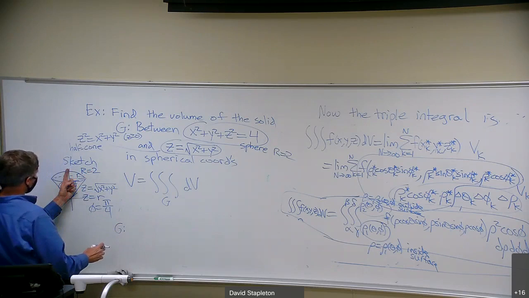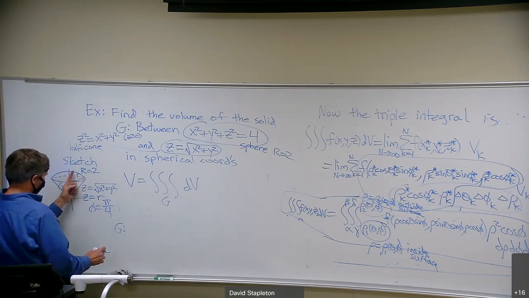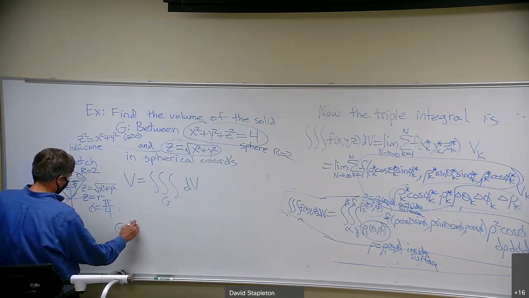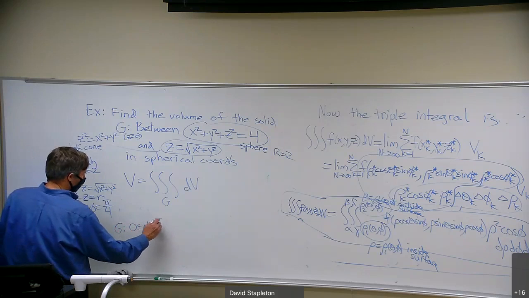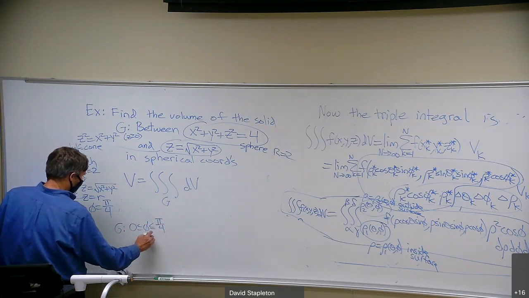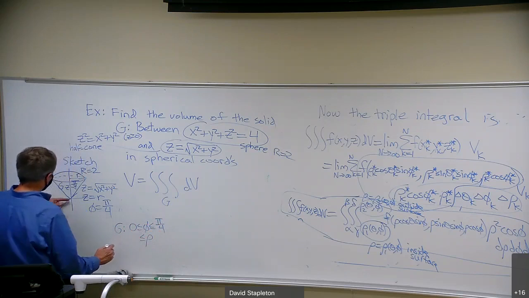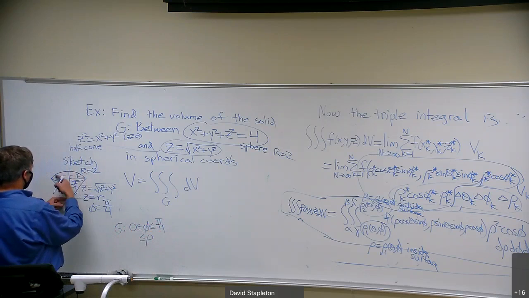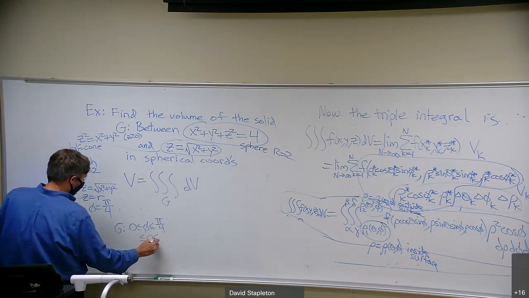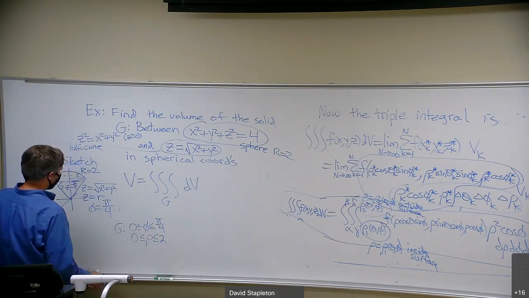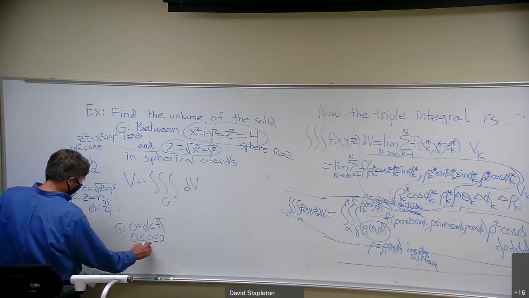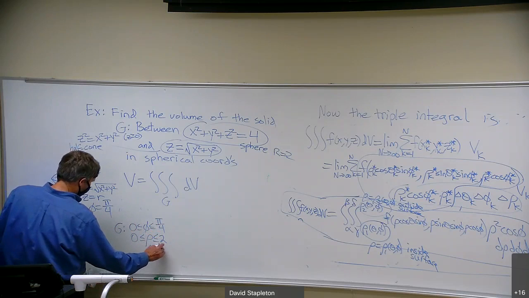Phi goes from straight up, 0, down to pi over 4 to stay inside the cone: 0 is less than or equal to phi, which is less than or equal to pi over 4. Rho goes from 0 at the origin out to 2 to stay inside the sphere. These are easy; it takes a little visualization to get used to. But theta is arbitrary. You can go all the way around from 0 to 2 pi to sweep out the solid once.